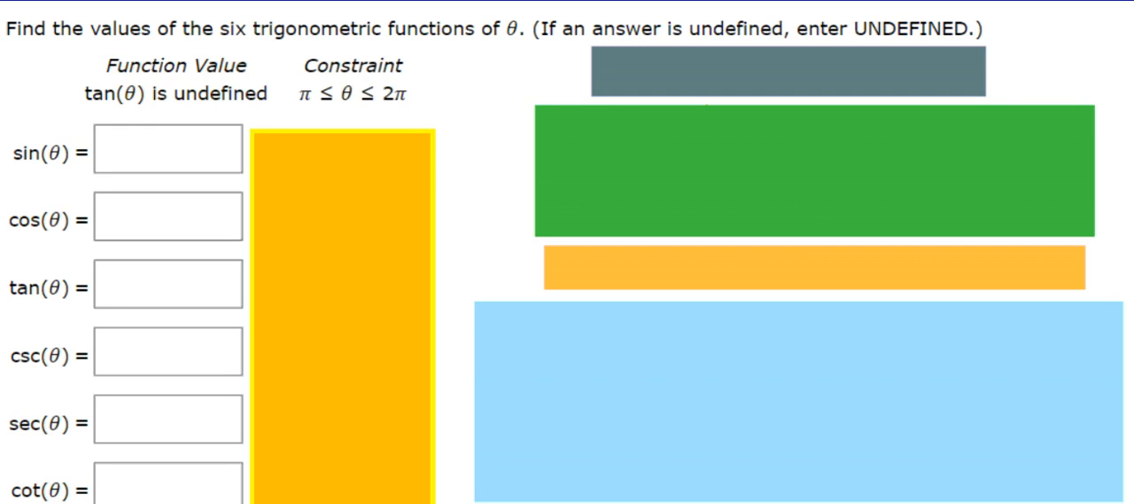Okay, so you're definitely going to see something like this on the test. So make sure you understand how to do this. They tell us that tan theta is undefined, and we're in a constraint, so we're only between pi and 2 pi. So let's break this down.